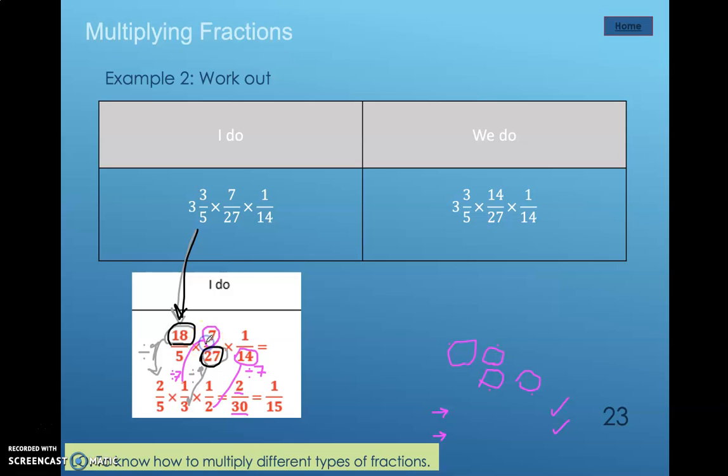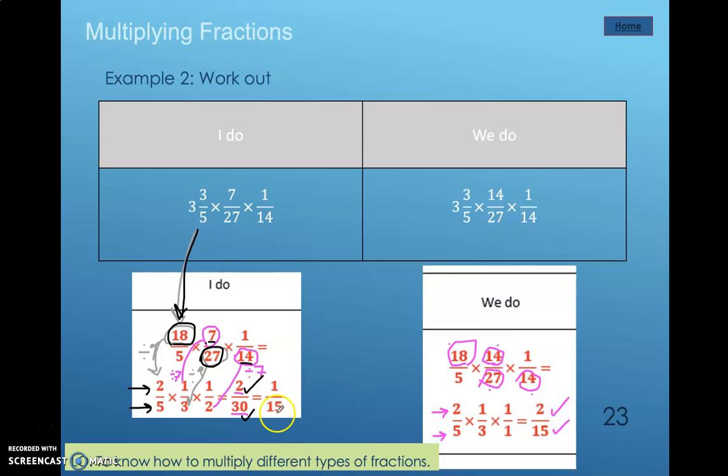We then also notice that our 7 and our 14, because we have one on the top and one on the bottom, we divide the 7 by 7, it becomes 1. Divide the 14 by 7, it becomes 2. So then all we have to do is multiply the numerators together, and we get 2. And multiply the denominators together, and we get 30. So we can simplify that by dividing the top and bottom by 2. You can pause the video and give the we do a go for me.